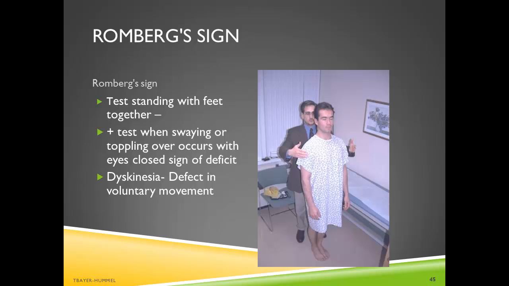This is a picture of Romberg's sign. To test Romberg's sign, test standing with feet together. It is a positive test when swaying or toppling over occurs with eyes closed. This is a sign of a neurological deficit. Dyskinesia, a deficit in voluntary movement.